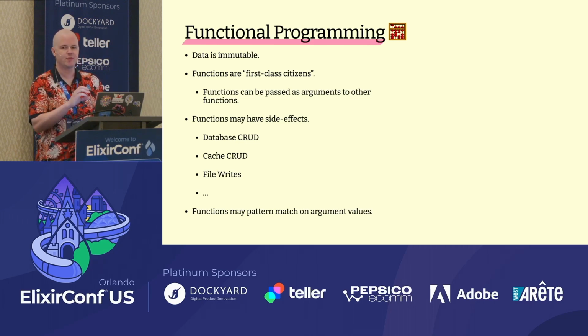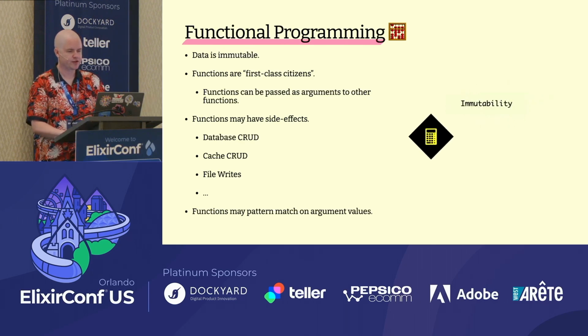But all this means is you can pass functions to other functions. And if that sounds like circular thinking, maybe it is, but some examples here would be, well, first of all, these functions can have side effects. Some examples of a function with a side effect would be updating information in a database or a cache, updating files, even interacting with hardware, turning lights and switches on and off. Those would be side effects. All can be done through our functional programming language. And functions can pattern match on argument values.